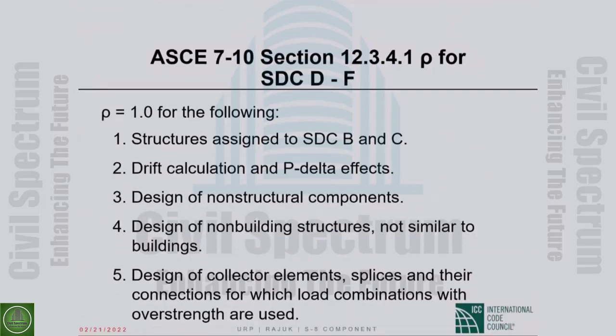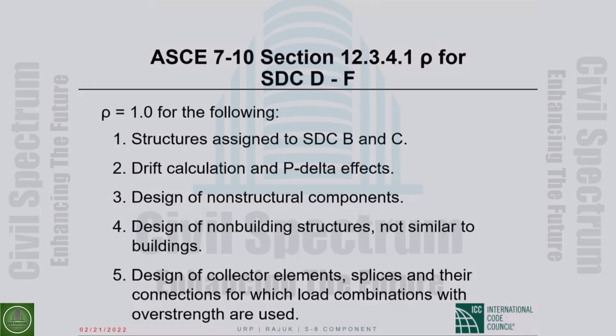Okay, starting with this slide, situations where rho can be taken equal to 1. ASCE 7 tells us it can be taken equal to 1 for structures assigned to design category B or C. Drift calculation and P delta effect calculation, rho can be taken equal to 1. Design of non-structural components, which we will discuss tomorrow, rho is equal to 1.